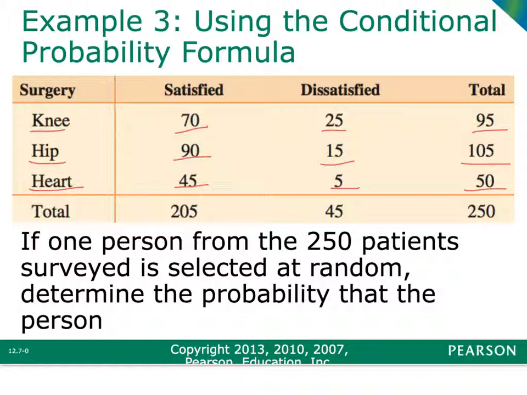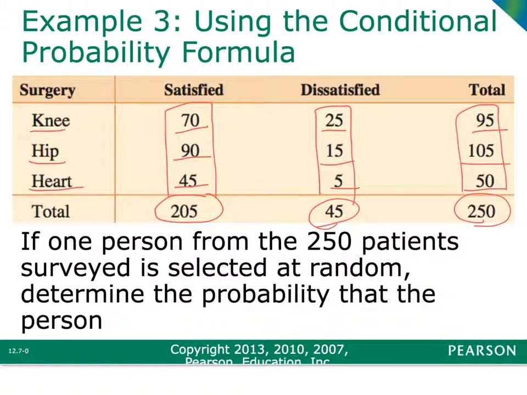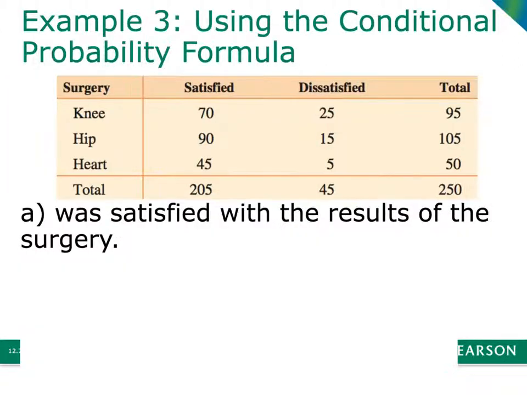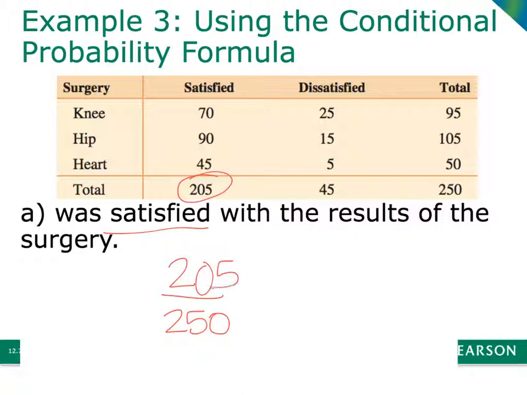At the bottom, 205 is the total number of satisfied clients, 45 is the total number of dissatisfied clients, and 250 is the total number of clients in general. So let's answer the question. If one person from the 250 patients surveyed is selected at random, determine the probability that the person, A, was satisfied with the results of the surgery. We had 250 people total, so that is your denominator, and the number of people that were satisfied was 205 out of 250.